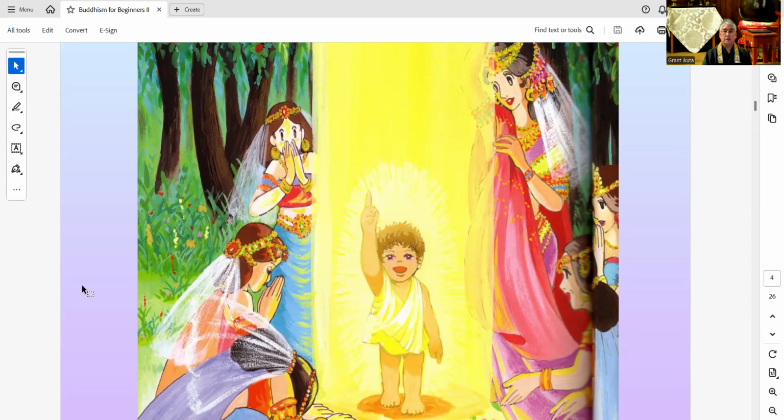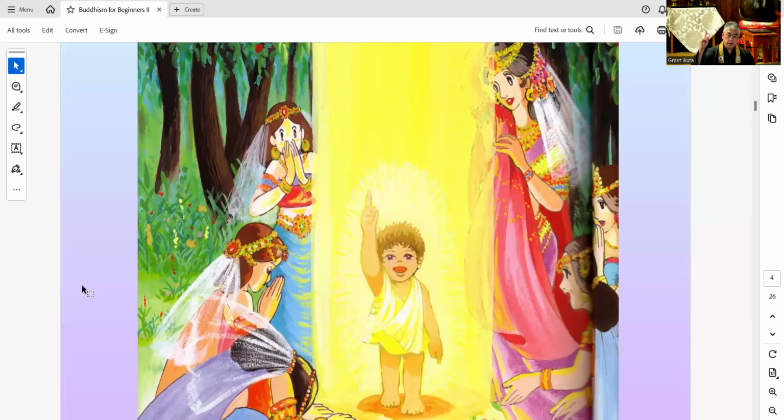For him to take 7 steps, that's symbolic. It's said that there are 6 realms of suffering. And so the 7th step is to symbolize that the Buddha will go on to go beyond the realms of suffering and go into what we call the realm of enlightenment or the Buddhahood. So that's what most scholars would say that symbolizes, those 7 steps.